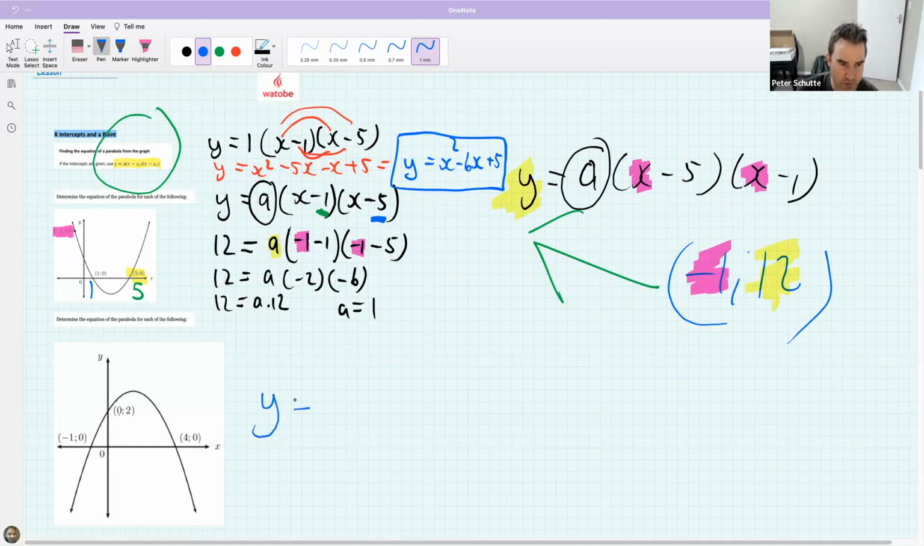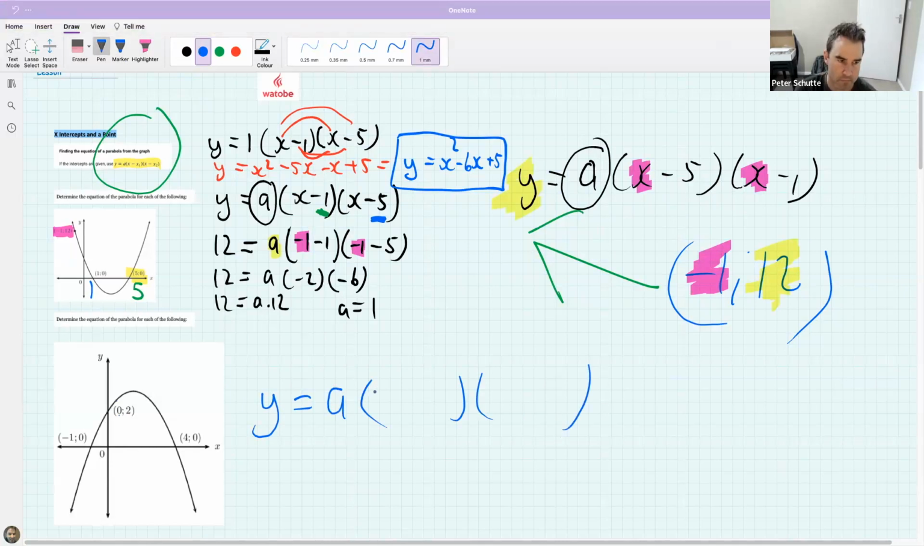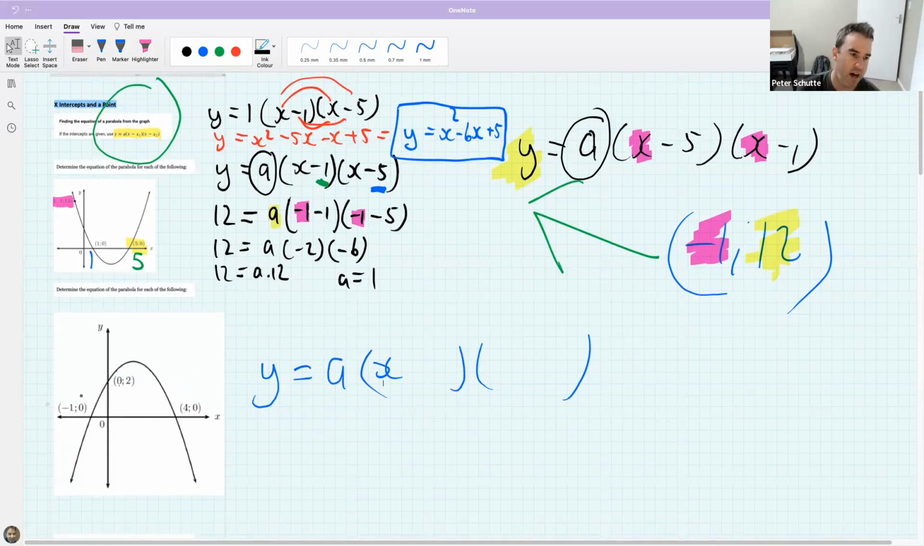We can even do this one together if you like. So tell me what my first bracket is going to look like. I mean for the new question. Can you see the new question? So I've got an x-intercept here, which is -1, and I've got an x-intercept here, which is 4. Could you help me with this bracket?